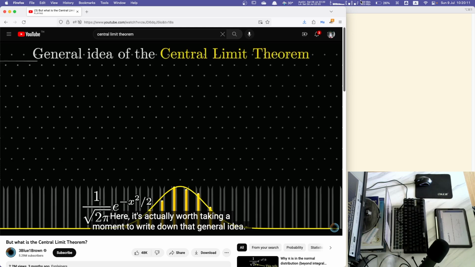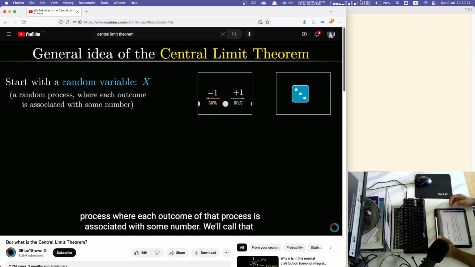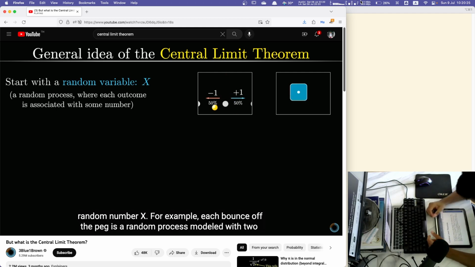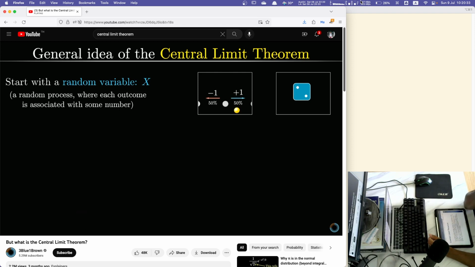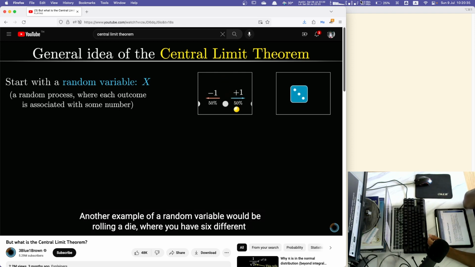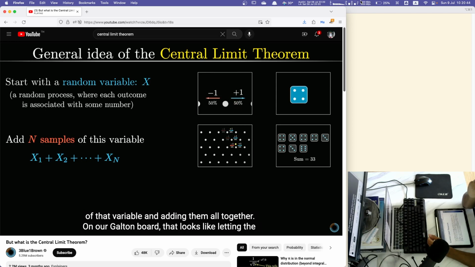Here, it's actually worth taking a moment to write down that general idea. The setup is that we have a random variable, and that's basically shorthand for a random process where each outcome of that process is associated with some number. We'll call that random number x. For example, each bounce off the peg is a random process modeled with 2 outcomes. Those outcomes are associated with the numbers -1 and +1. Another example of a random variable would be rolling a die, where you have 6 different outcomes, each one associated with a number. What we're doing is taking multiple different samples of that variable and adding them all together.